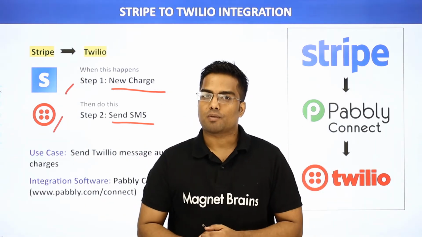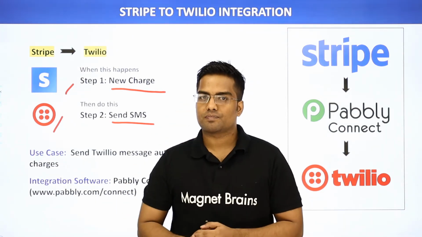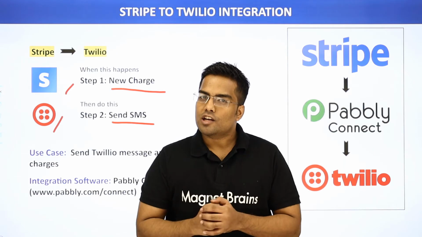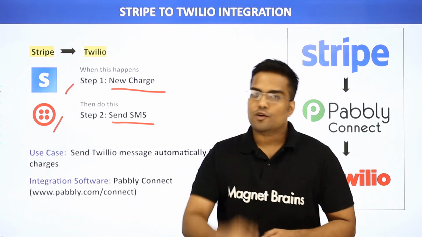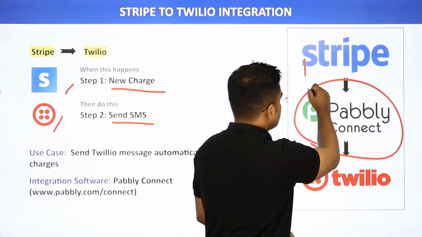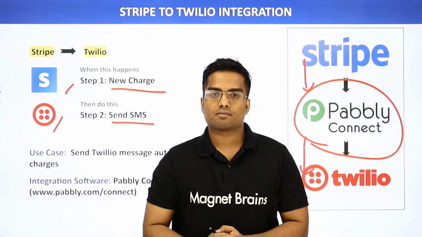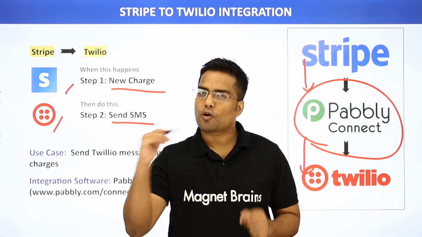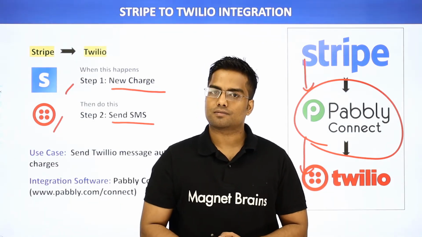But there is one minor problem. The integration between Stripe and Twilio is somewhat limited. In cases like these, we need to bring a third app to connect them both. So in this video, we will use Pabbly Connect to integrate Stripe and Twilio. And the best part of using Pabbly Connect is, there is no need for coding skills or programming language. It can be done easily. Let me show you on my screen.